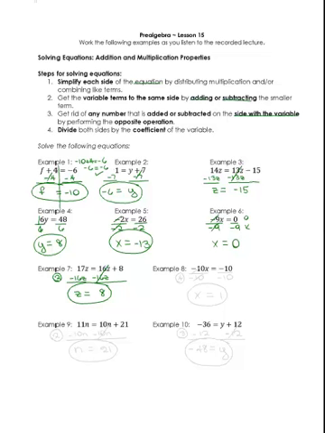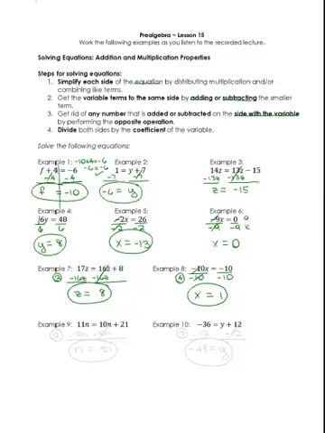Example number 8, I'm already at step 4. I only have a coefficient on the x term. That's all I've got to do. The coefficient of the x term is negative 10. I'm going to divide both sides by negative 10. Negative 10 divided by negative 10 gives me a positive 1x. And on the right, negative 10 divided by negative 10 is a positive 1. X will then equal 1.